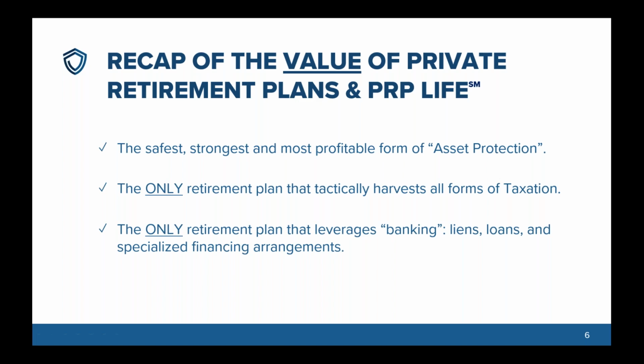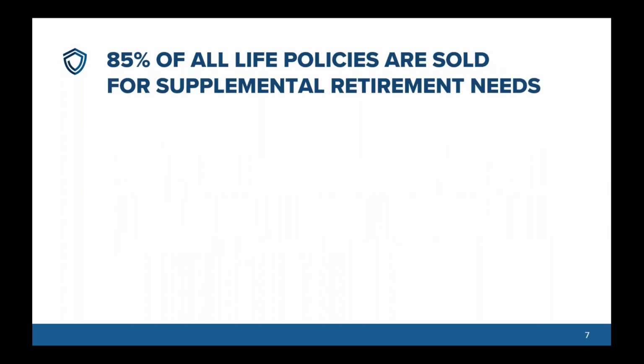We're also going to remind people later about the accelerator, which allows you to create additional deductions inside a private retirement plan. Another item is that it's the only plan that leverages banking, liens, and loans, meaning it's allowing for special financing. So we're going to talk about premium financing as it relates to PRP. The difference there is you can't do that with other types of plan structures like IRAs and qualified plans. You can't pledge them as collateral.